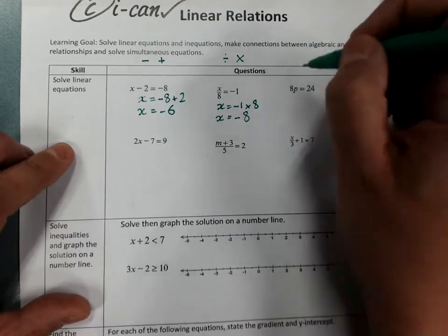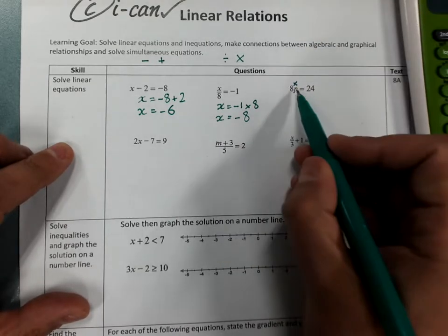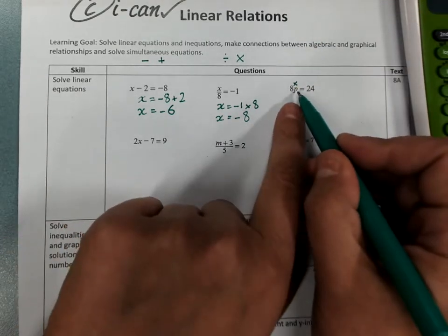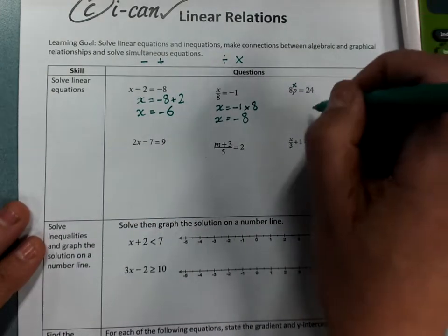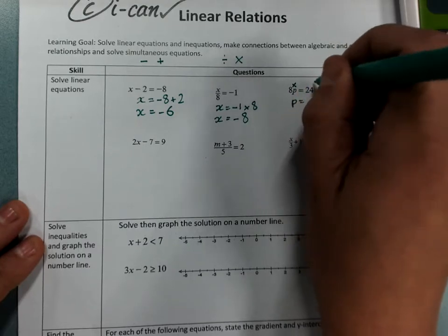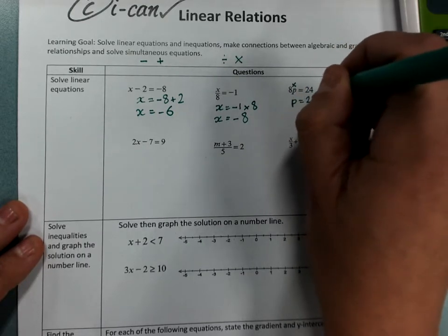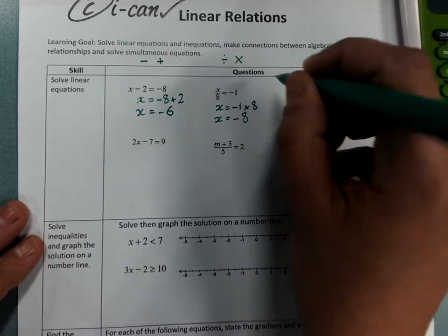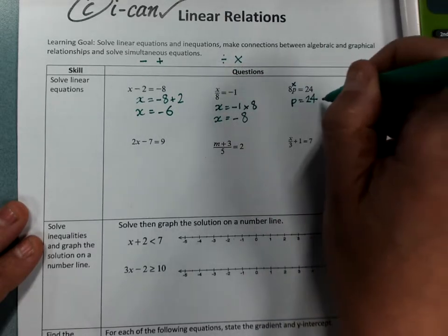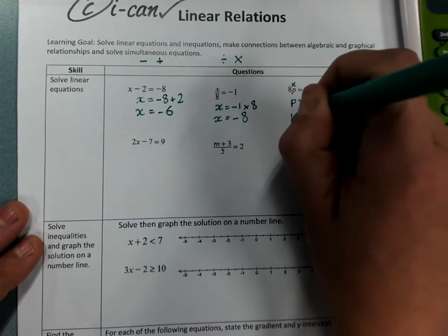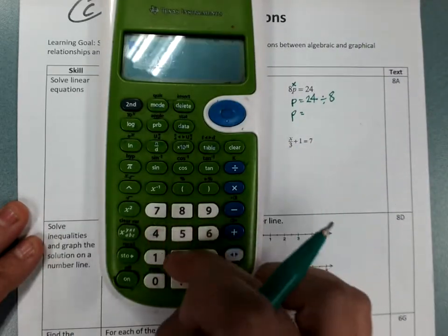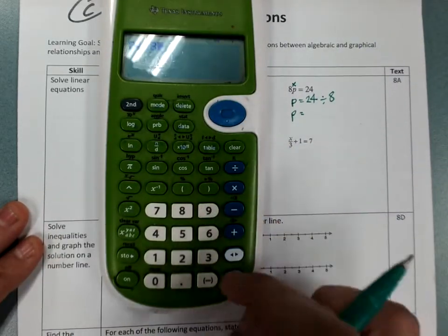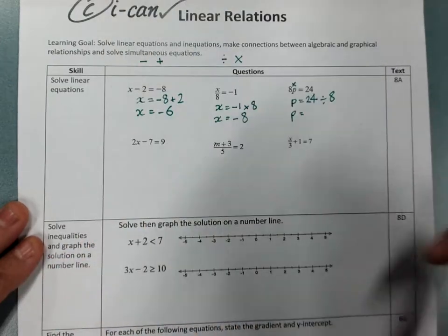8p means 8 times p. So we start with our letter. I had a letter p, I multiplied by 8 and I got 24. The working goes p equals, start with what they ended up with and reverse what they did. The opposite of times is divide by 8. If you need to get your calculator out, that's fine. 24 divided by 8 is 3.